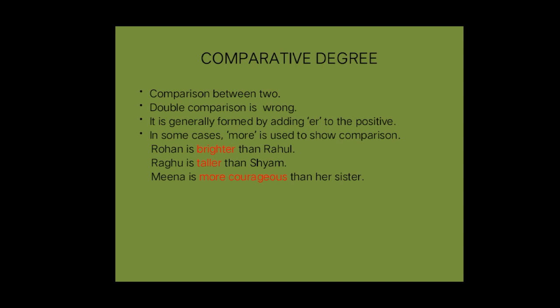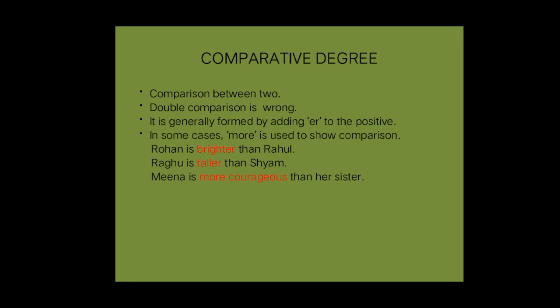The first example you see, Rohan is brighter than Rahul. Here the comparative degree of bright is used. Generally we add er to the positive degree to make comparison. Sometimes we use more, as we have used in more courageous. Courageous is the positive degree here, and to make it comparative we have used more. But generally we use er to make comparative degree.